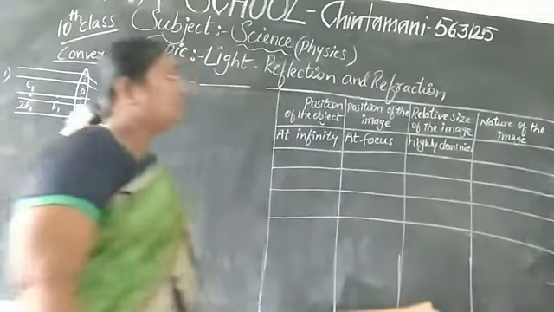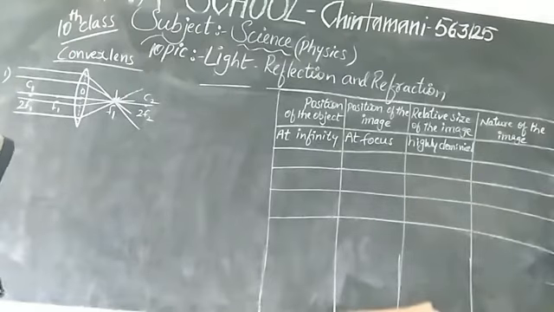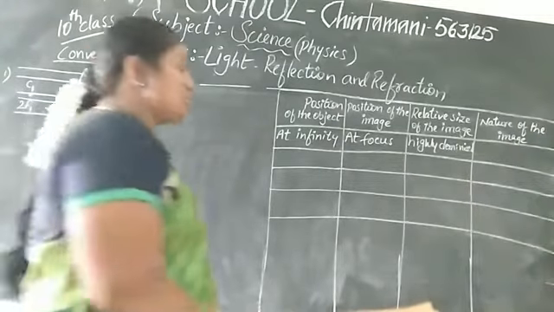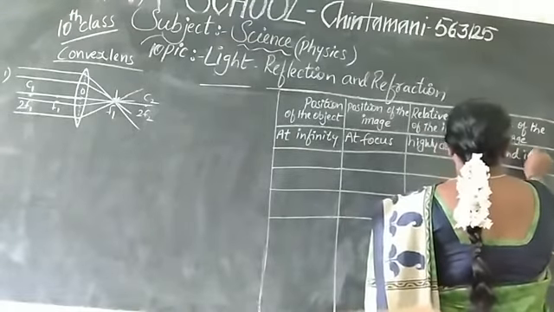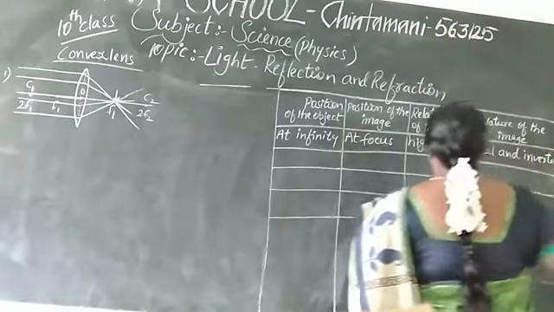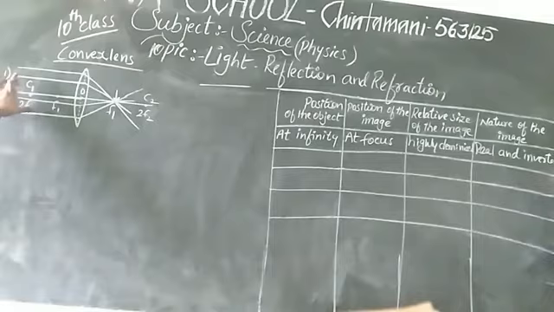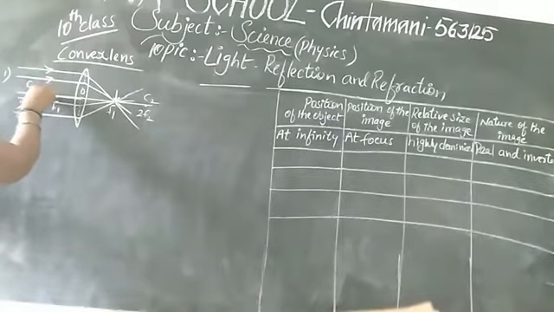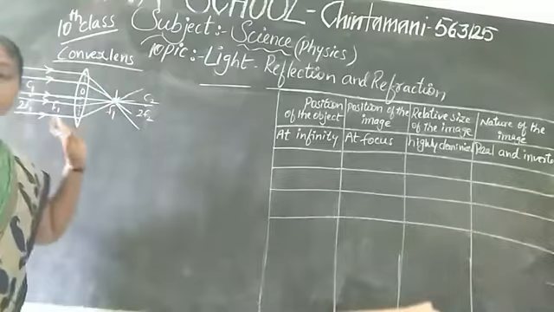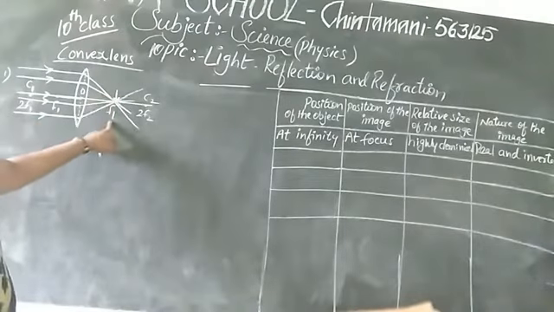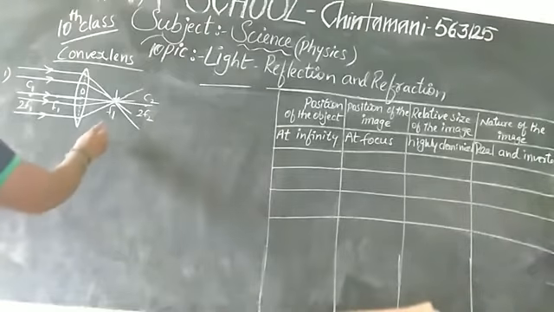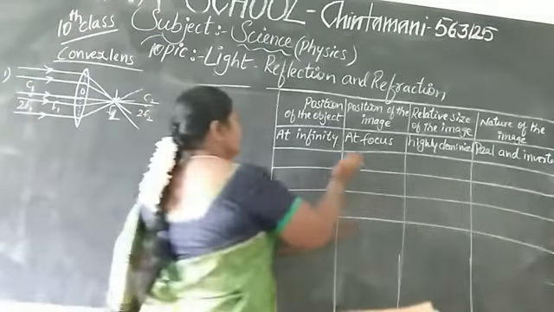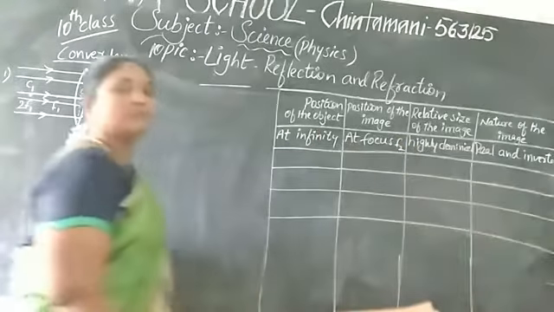How is it? The relative size of the image is highly diminished. And what is the nature of the image? Real and inverted. So where we have taken the position, it is at infinity. The rays are going to meet at a point. Where is that point? It is exactly at the focus, at F2.